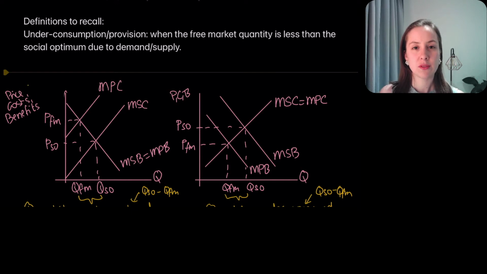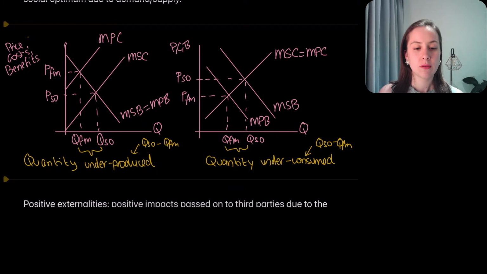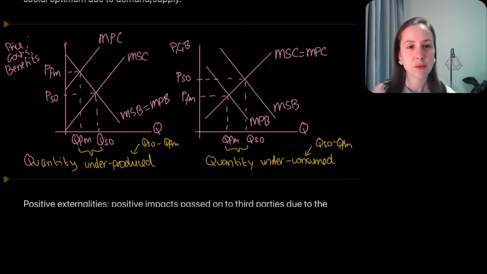One is underconsumption or underproduction, which is when the free market quantity is lower than the social optimum quantity, either due to production or consumption reasons. To make that really clear, I've got two graphs here. On the left, we have underproduction because the free market quantity of QFM is less than the social optimum quantity of QSO because of a production externality. On the right, we've got the free market quantity again being lower than the social optimum, but this time it was because of consumption.